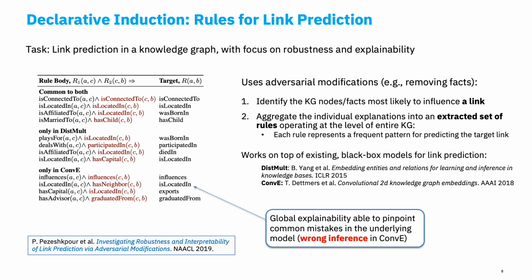We now turn our attention to a paper that uses declarative induction for interpretable link prediction in a knowledge graph. Here we assume first that there is already an underlying model for link prediction. The proposed method then uses adversarial modifications, such as removal of a fact in a graph, in order to identify those knowledge graph nodes or facts that are most likely to influence the prediction of a link.